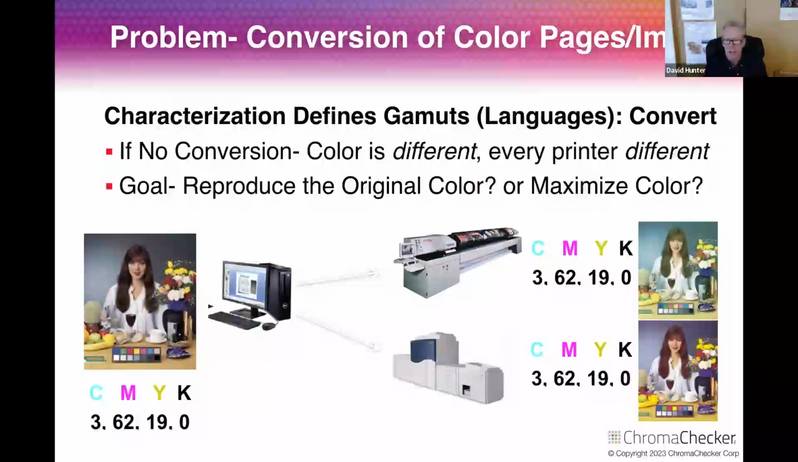Here's the same scenario, but with an image. So I have an image, I run it to my 2 different output devices, and without color management, I get 2 completely different results from one another, and they're totally different from the original.